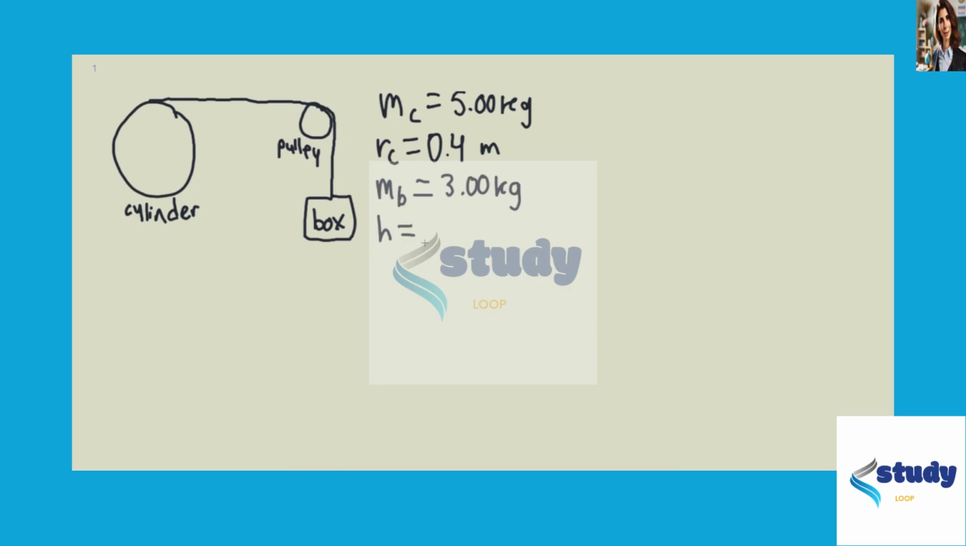The height, 2.5 meters. We also have the mass of the pulley, 2 kilograms. And the radius of the pulley, 20 centimeters or 0.2 meters. We can just immediately convert.